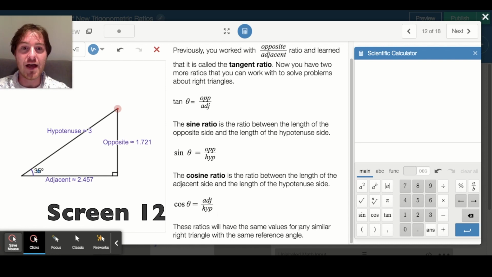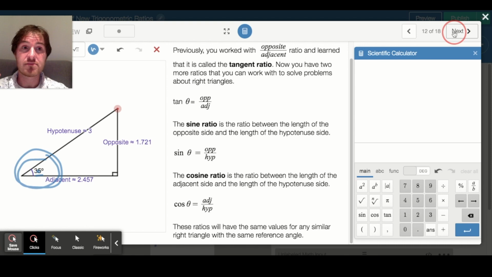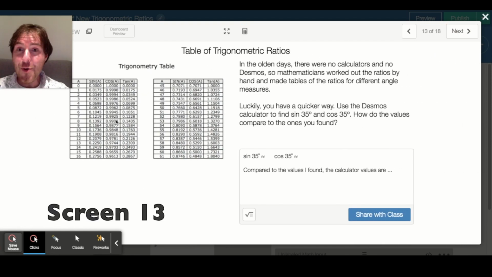These ratios will have the same values for any similar right triangle with the same reference angle. So that's why we say these are the sine, cosine, and tangent ratios of a 35-degree angle. Its tangent ratio would be this over that, its sine would be this over that, and its cosine would be this over that, okay? So it's going to be the same for any reference angle.